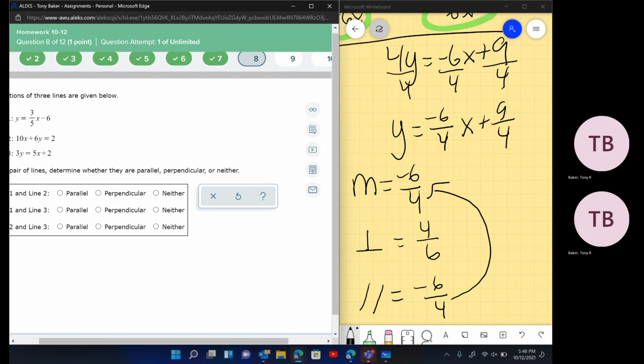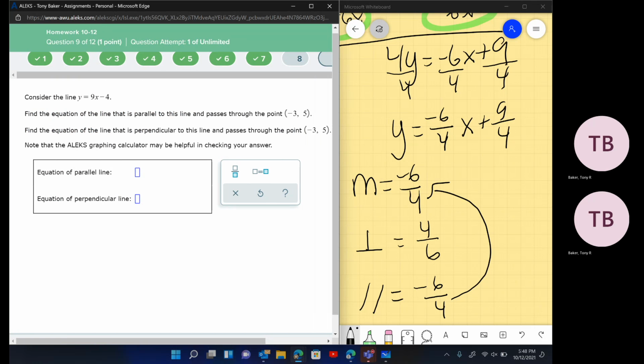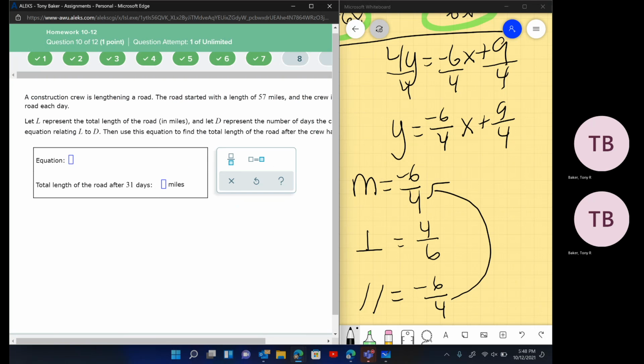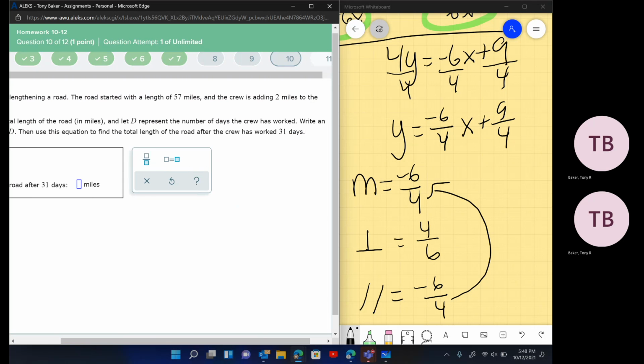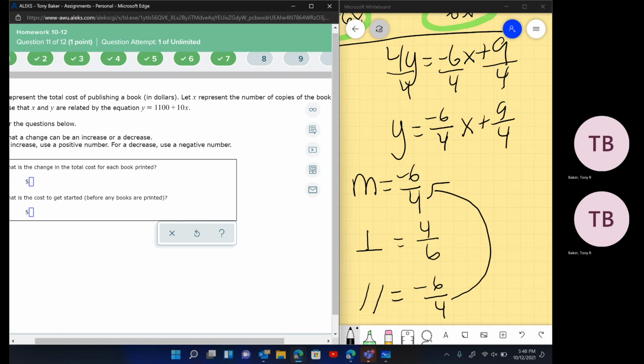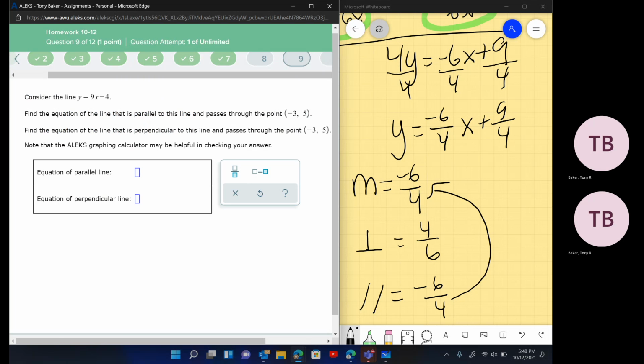All right, let's see what number 9 is first. Actually, number 9 is pretty easy. And 10 and 11 we actually already did, so I do not have to do those. That's number 12.